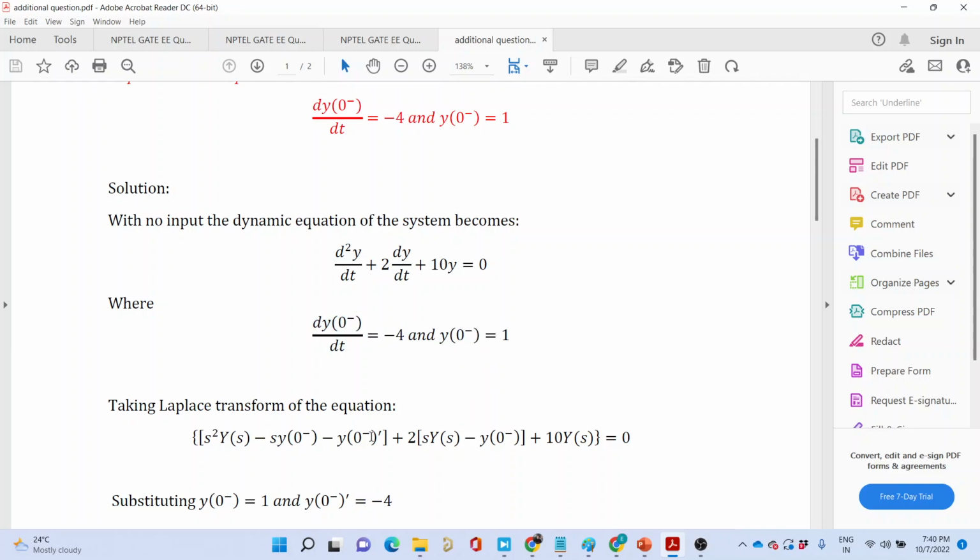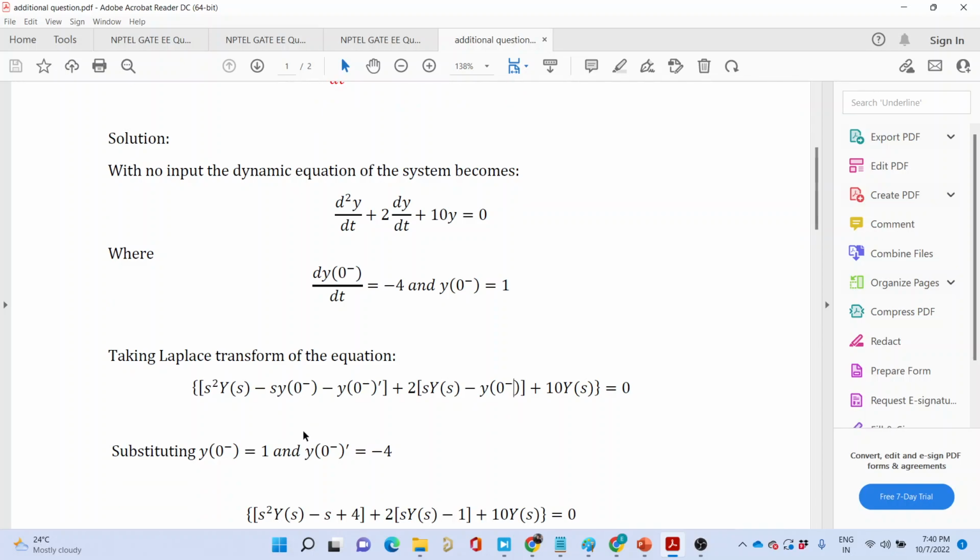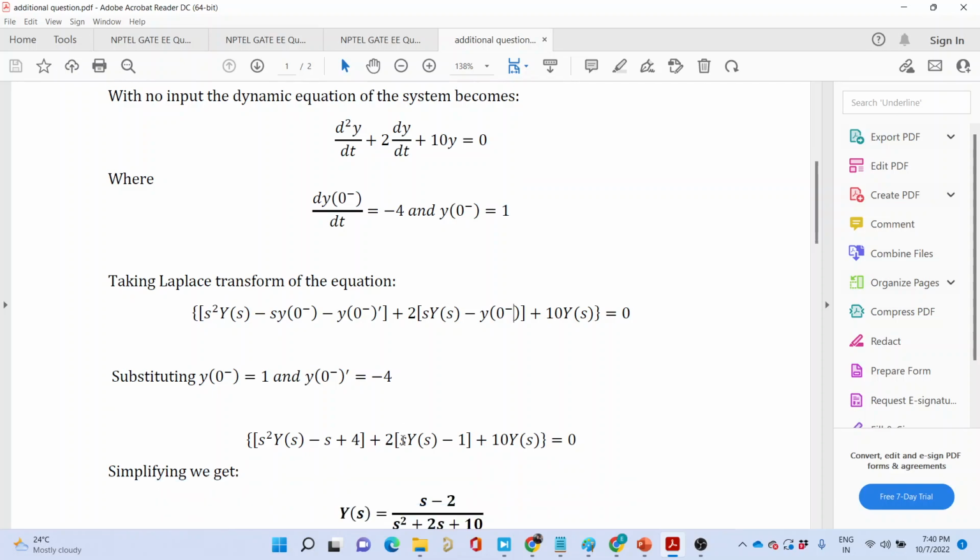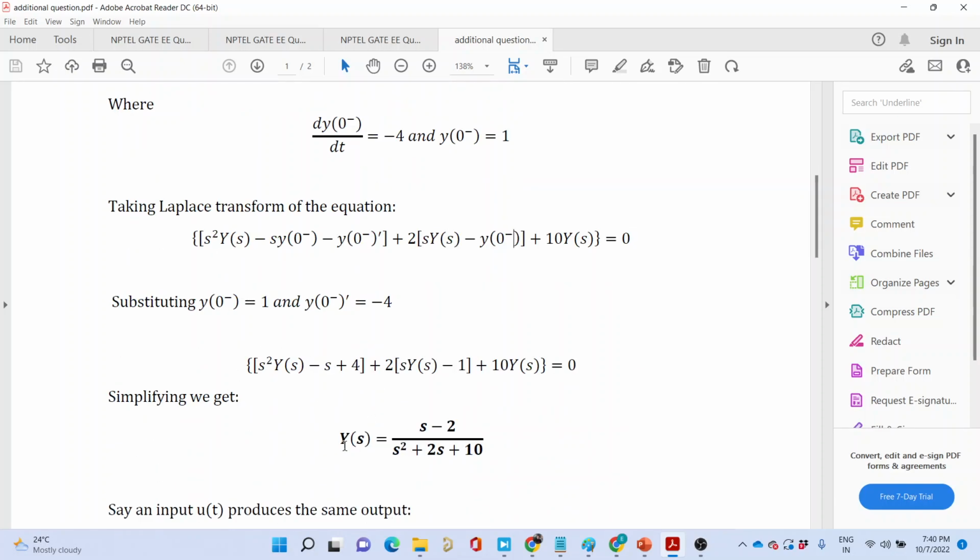So now what is the Laplace transform of this? This is again s of Y(s) minus y of 0 minus, that is the initial condition. Now substitute the corresponding values which have been given to you in the question. Simplifying this, you will get Y(s). This is the expression for your output when there is no input, only the initial conditions mentioned in the question. Now you have to find the input which produces the same output.